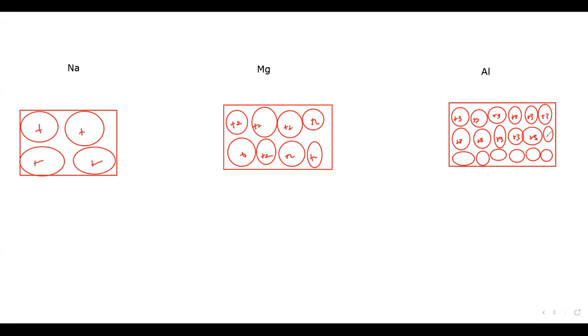Because aluminium's positive ion has a greater net charge, it attracts the delocalized electrons more strongly. In the case of sodium, each atom produces one electron, for magnesium each produces two, and here each aluminium produces three electrons. So when we compare the strength of the metallic bond, all will have metallic bonding, but in the case of aluminium, it will be a strong metallic bond.